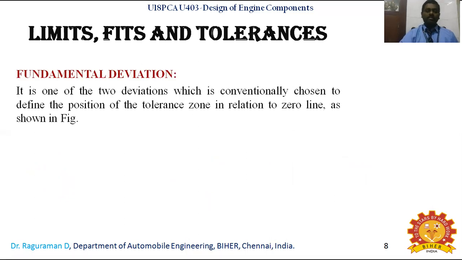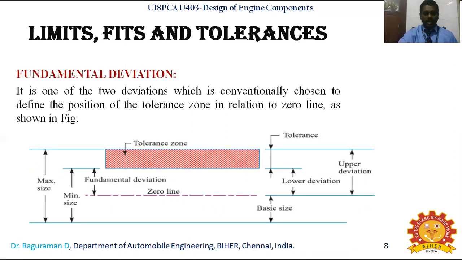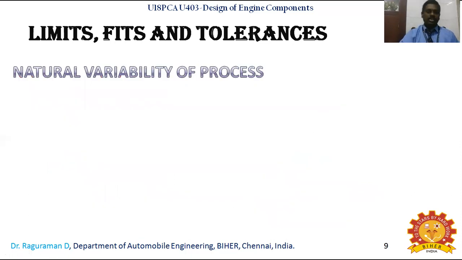So fundamental deviation is one of the two deviations which is conventionally chosen to define the position of the tolerance zone in relation to the zero line. So in relation to the zero line, what is the position of the tolerance zone? Where is the tolerance zone starting? That's what we will be saying as a fundamental deviation. And upper deviation, lower deviation, as already you have seen: minimum size to the zero line, the difference is what you are saying as lower deviation. Similarly, zero line to maximum size difference, you are saying as an upper deviation. As seen in the previous slide, the same concept will be seen for a hole.